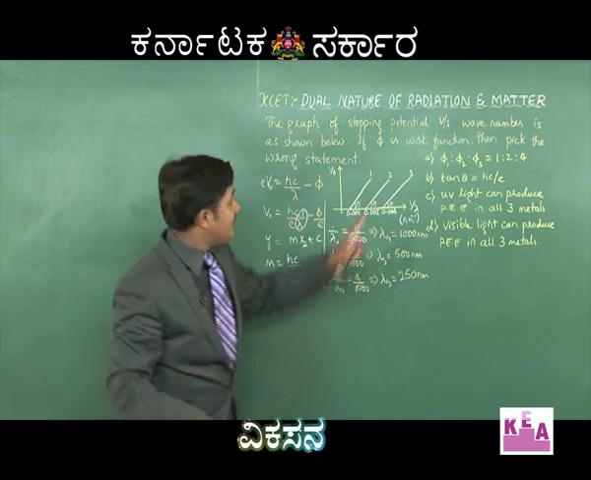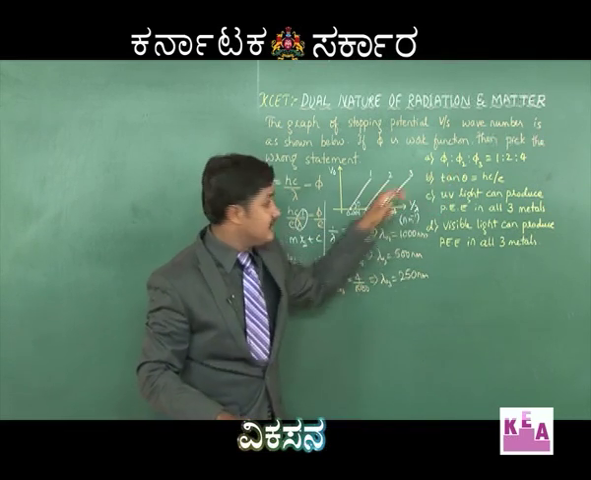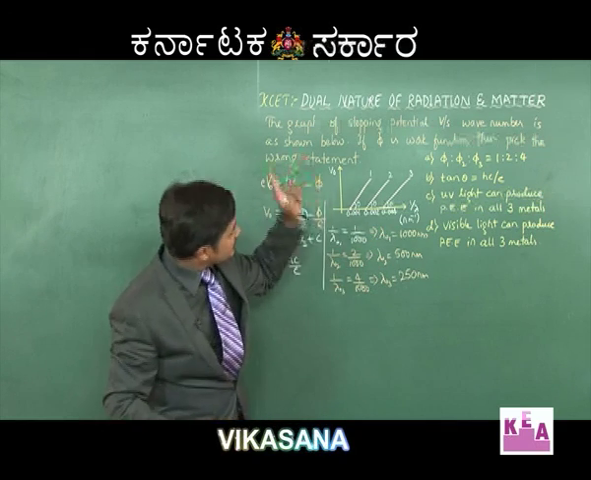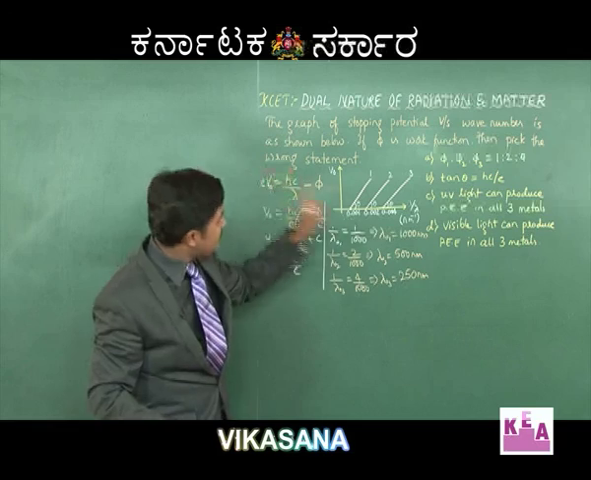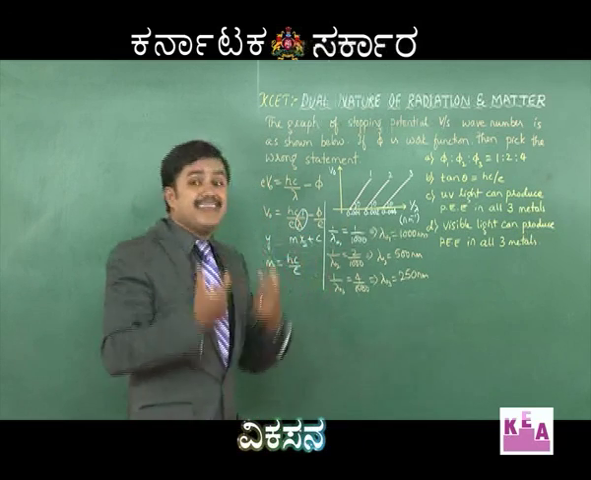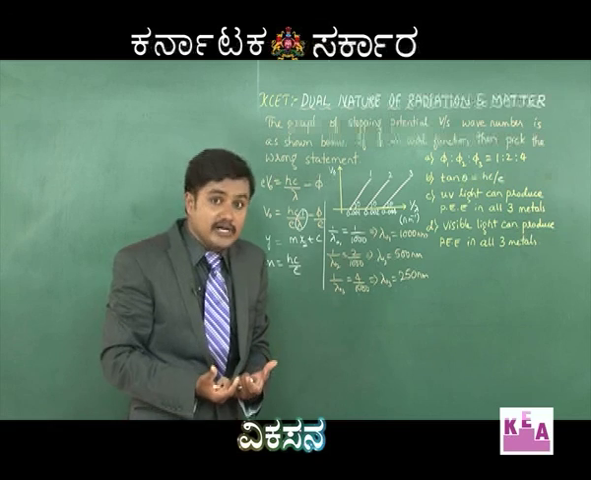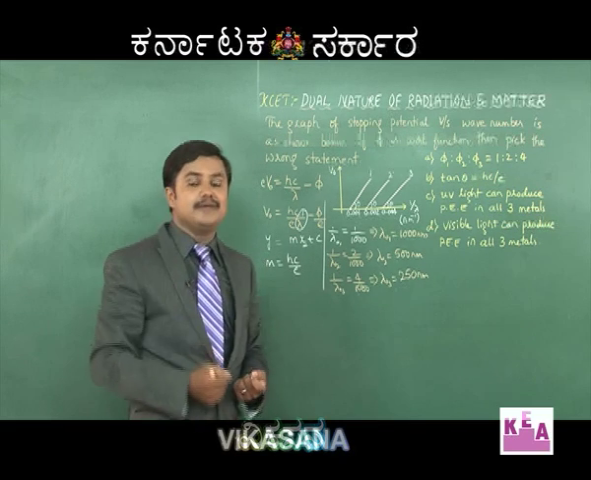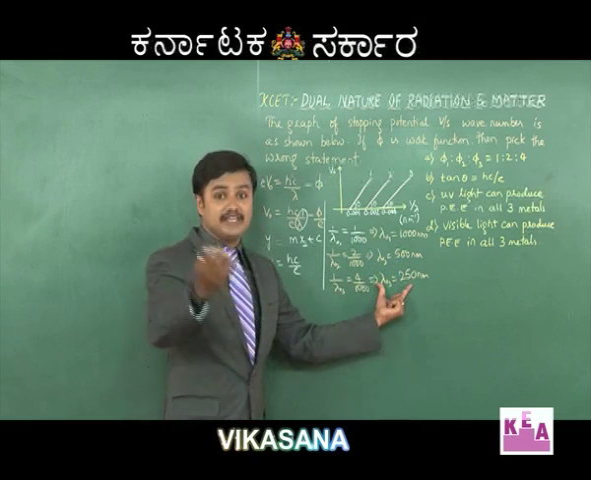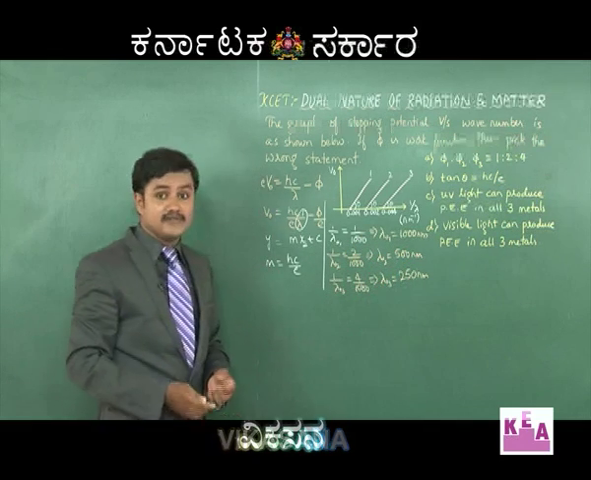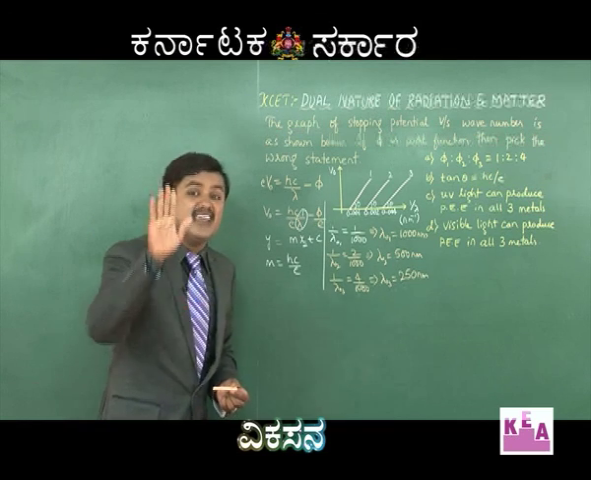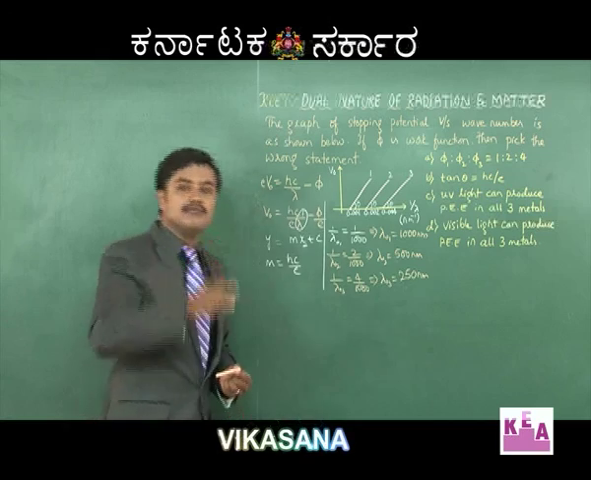I repeat, I got my information of phi by looking at lambda naughts, that is threshold wavelength. So option A is a correct statement, option B is correct. Have a look at C and D. So which light can produce photoelectric effect in all the three metal plates? Just the idea of the threshold wavelengths will give you the correct answer, because to produce photoelectric effect, the incident wavelength should be less than threshold wavelengths.